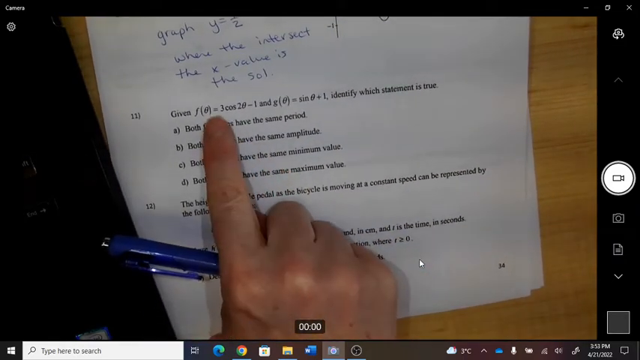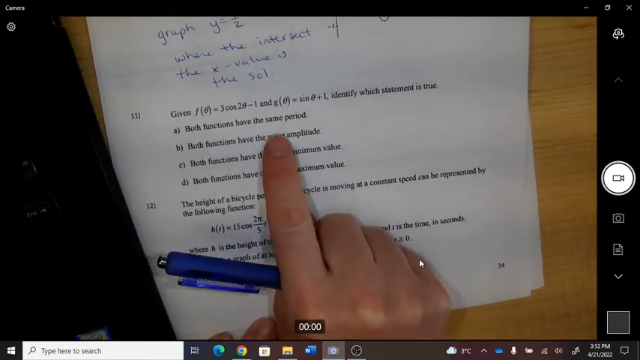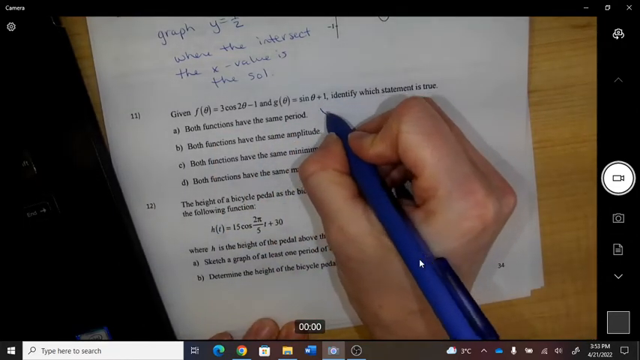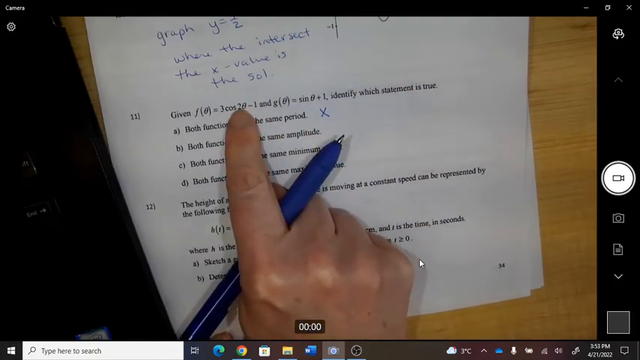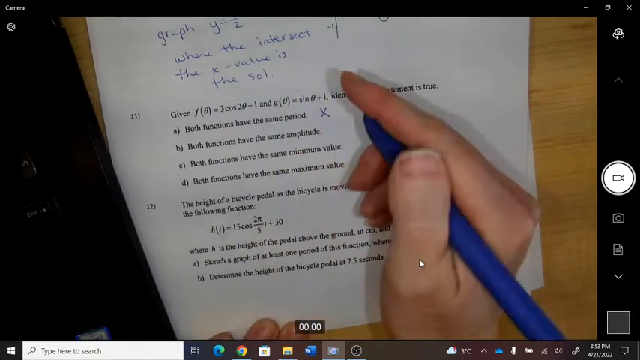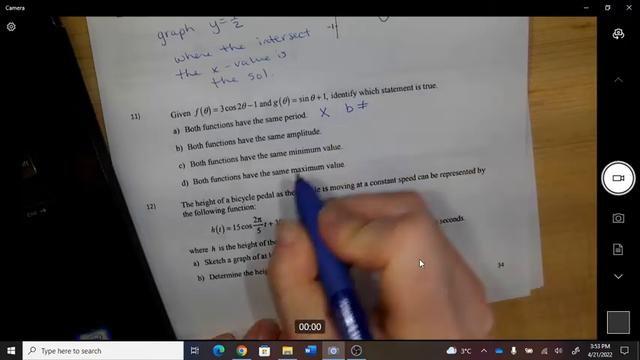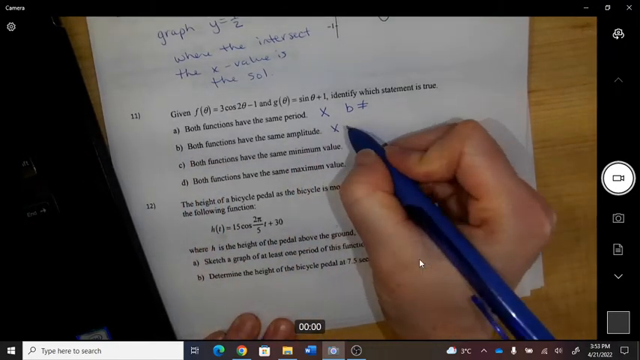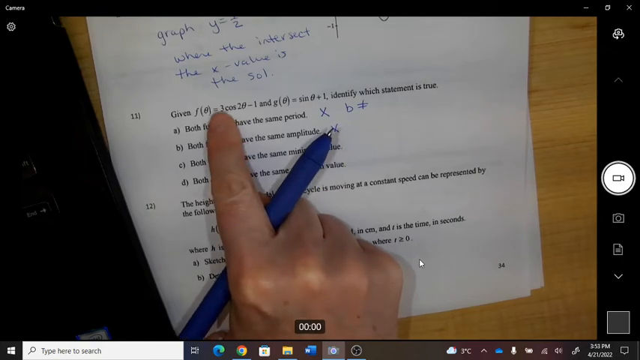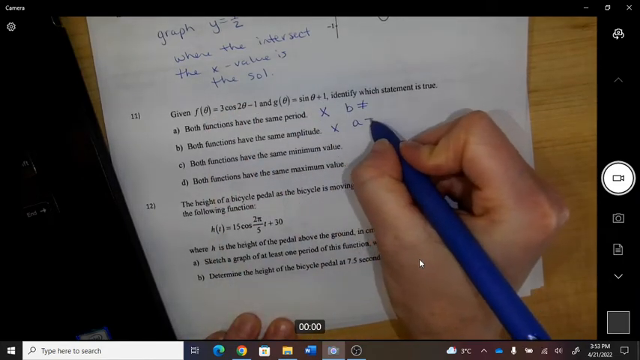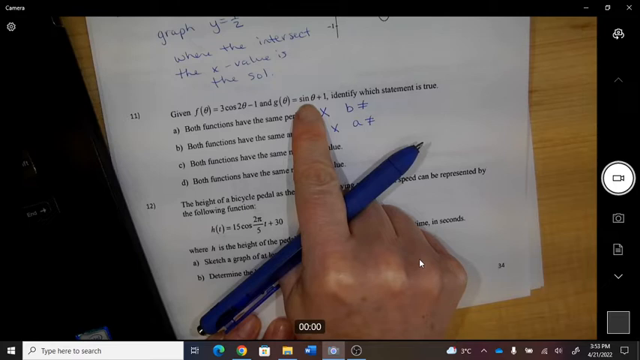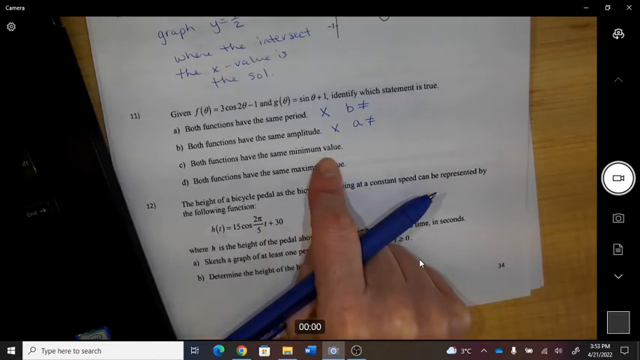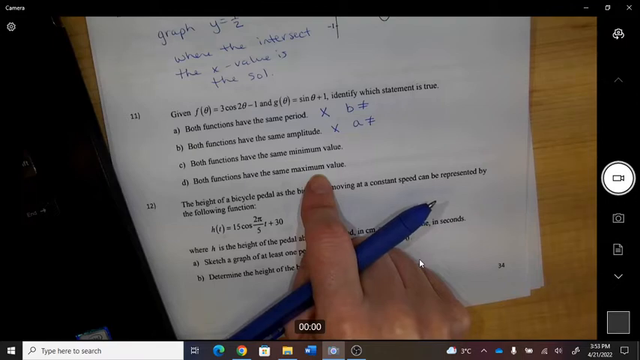So I've been given these two equations. What's true? They both have the same period. This is not true because this has a 2 and this has a 1 as a b. The b's aren't equal. They have the same amplitude. No, that is not true because this one has an a of 3 and this one has the a of just 1. They have the same minimum value and they have the same max value.